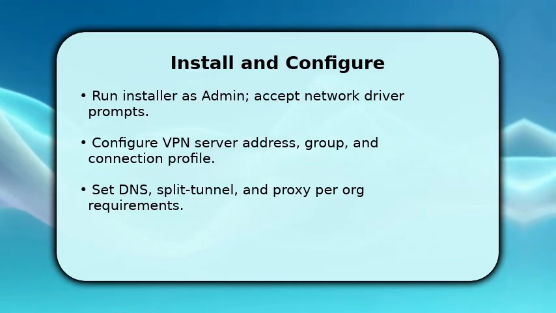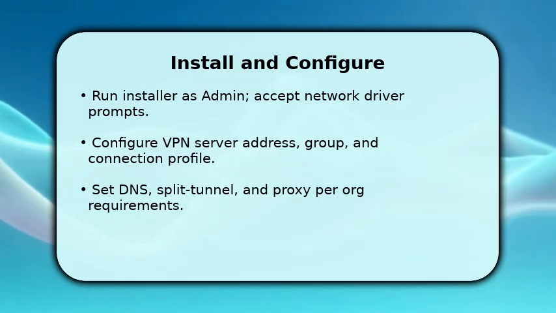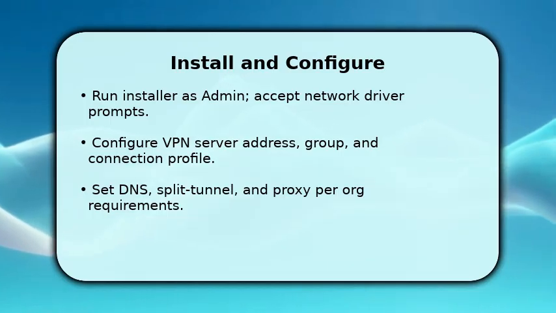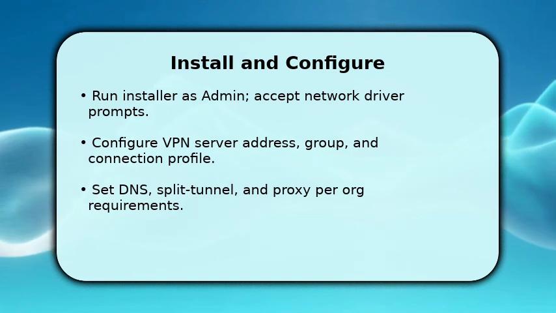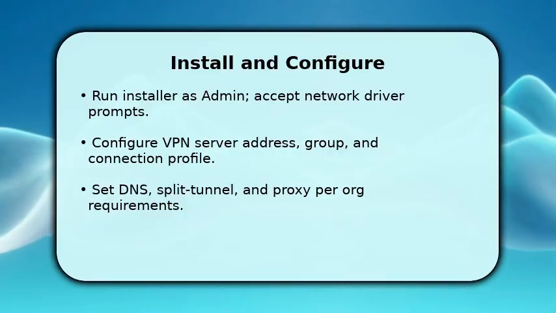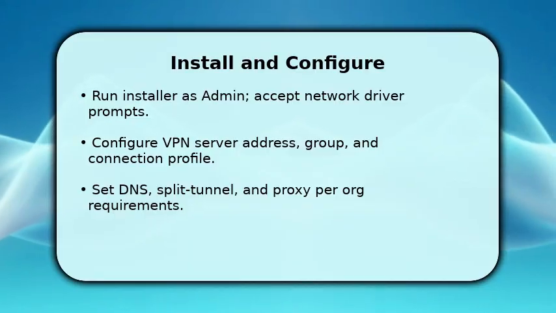Once installed, open AnyConnect and add the exact VPN server address and group. This ensures correct certificate validation. Then, set DNS and split tunnel preferences to match your organization so traffic routing behaves as expected. If your environment uses a proxy, enter those credentials now. These steps fix most connection and name resolution issues by aligning client settings with gateway policy.